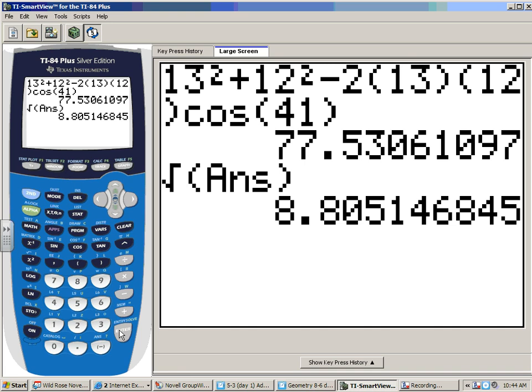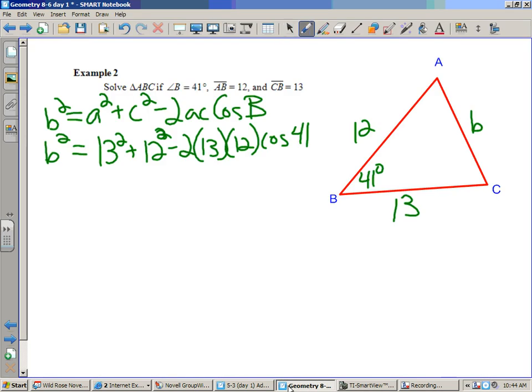Any questions on that? 8.8. Are we done? Nope, says to solve. Can I use SOHCAHTOA or Pythagorean theorem at all for this problem? No, well, maybe, but we don't know if it's a right triangle or not. And so I would strongly recommend against that. But we do now have a pair.